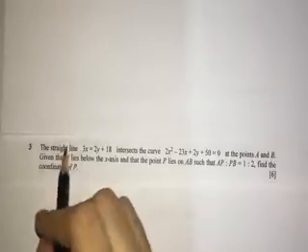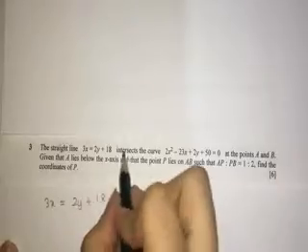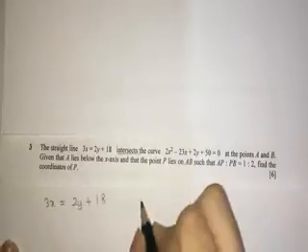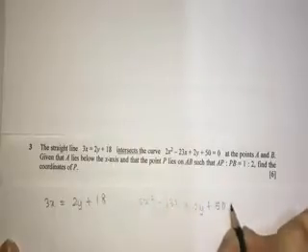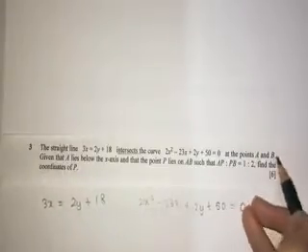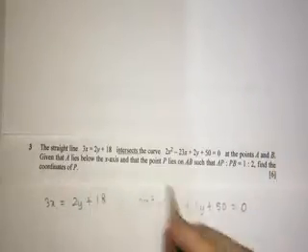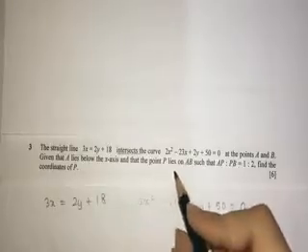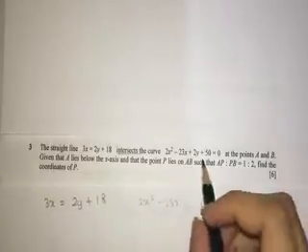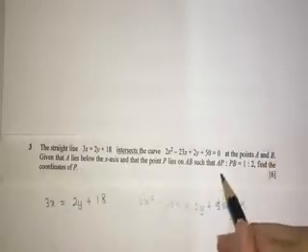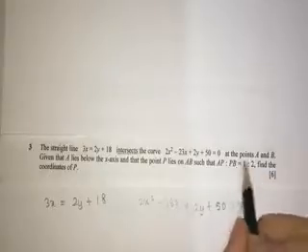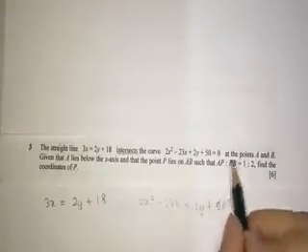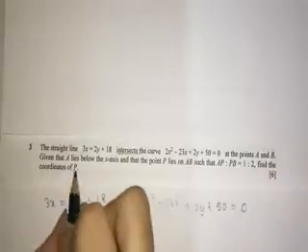Question 3. It says that the straight line 3x = 2y + 18 intersects the curve 2x squared - 23x + 29y + 50 = 0 at the points A and B. Given that A lies below the x-axis and that the point P lies on AB such that AP is to PB is equal to 1:2. That's the ratio of this line where P is located. We need to find the coordinates of P.